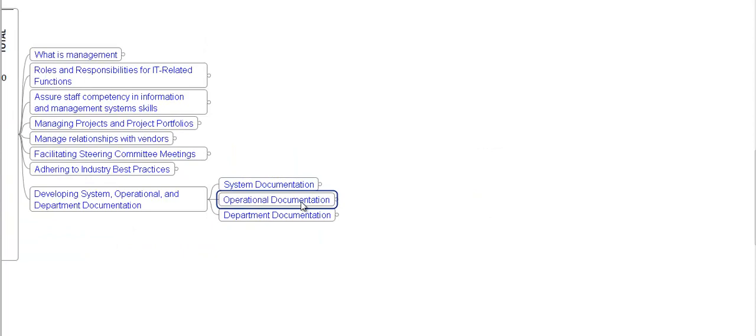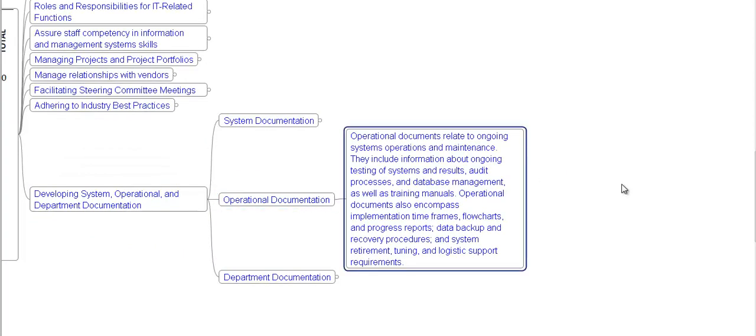Operational documentation. Operational documents relate to ongoing systems, operations and maintenance. They include information about ongoing testing of systems and results, audit processes, database management, as well as training manuals. Operational documents also encompass implementation time frames, flow charts, progress reports, data backup and recovery procedures, and system retirement, tuning, and logistics support requirements.